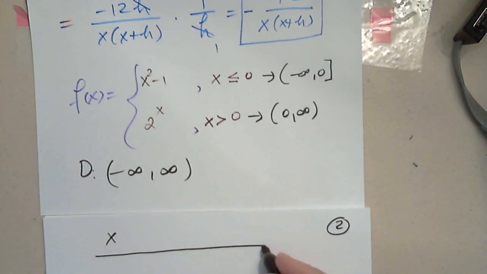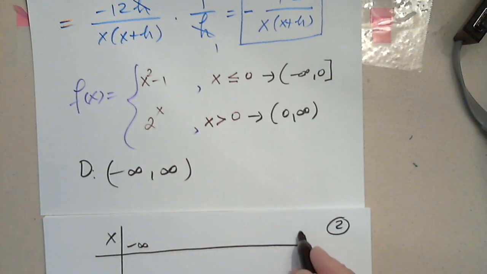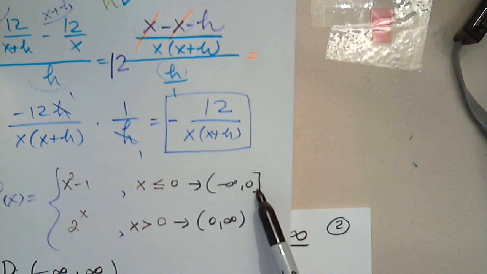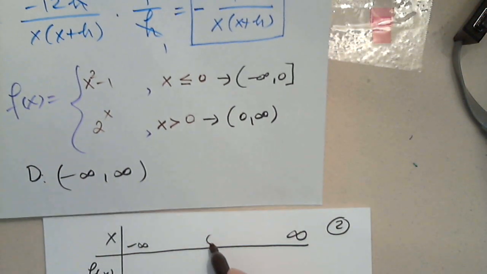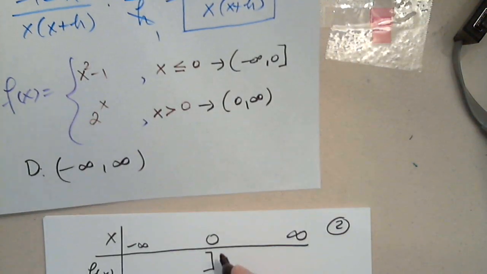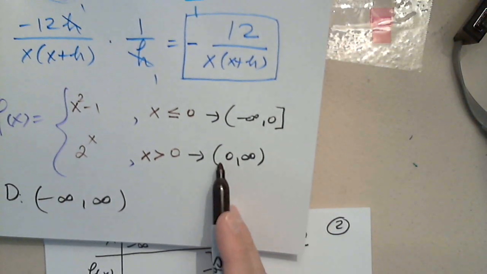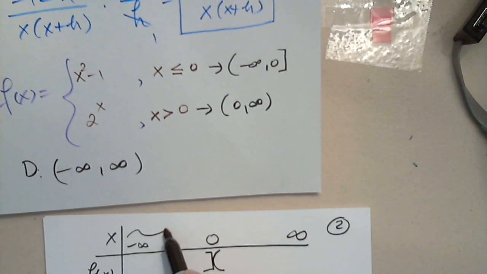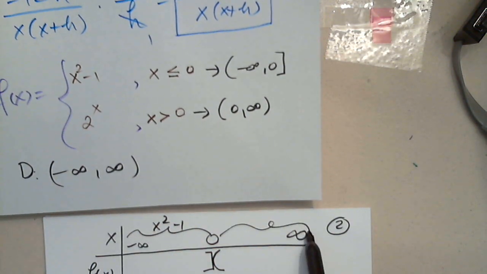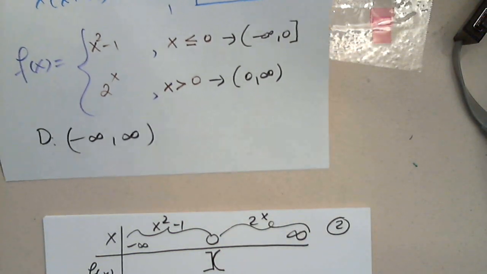Then I start a table between negative infinity and this is f of x. Obviously, I see that the potential problem is 0. So 0 has a bracket to the left and a parenthesis to the right. On this territory, I will be using x squared minus 1, and on this one, I will be using 2 to the x.